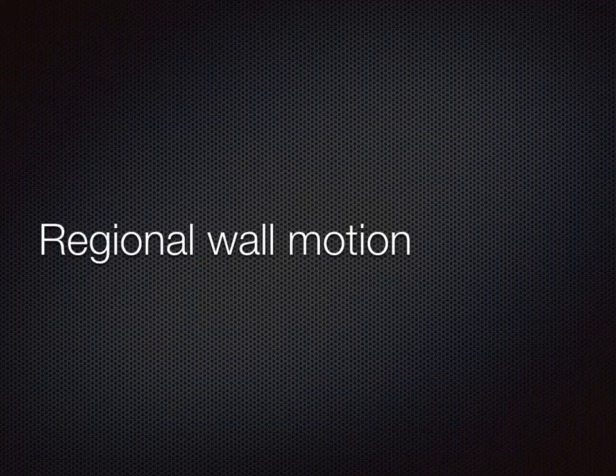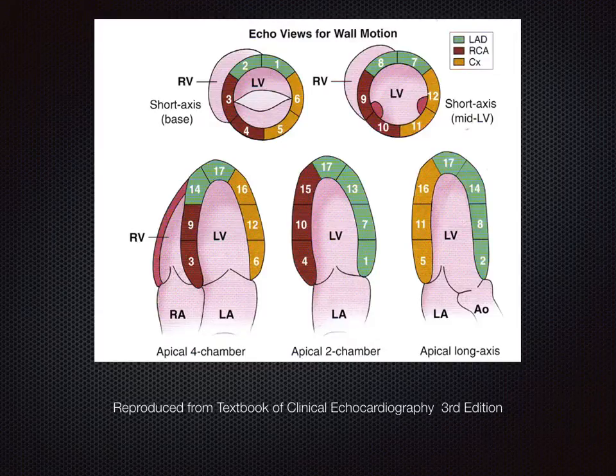Okay, so that's looking at general effectiveness of the left ventricle to pump blood during systole. But remember we talked about different blood supplies to the various parts of the left ventricle. This is a diagram taken from the textbook of clinical echocardiography.